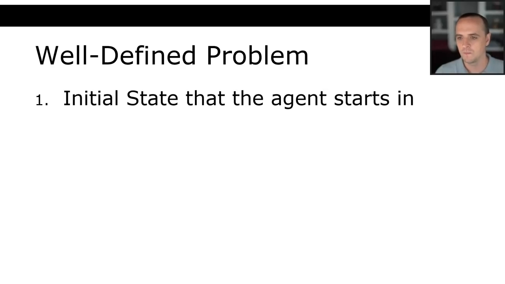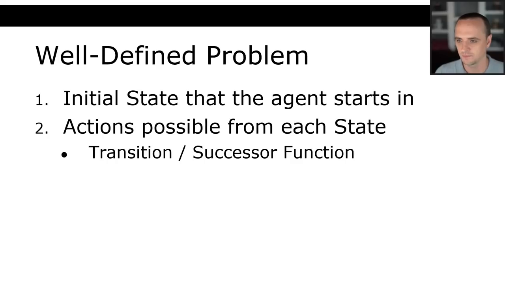First, we need to know the initial state that the agent starts in, right? So where do we start in this environment? We need to know the actions that are possible from each state. So can I move up, down, left, and right? Or is it between towns? Or are there teleporters, etc.? And so the actions, as we discussed previously, will define the transition or successor function that takes one state and moves it into another state.